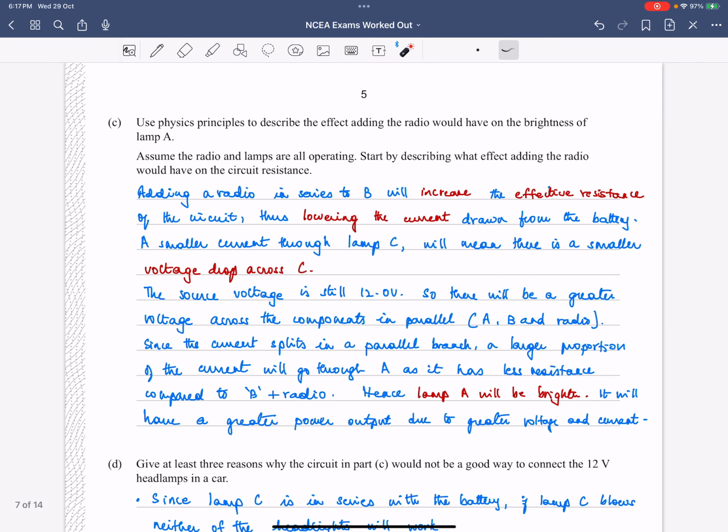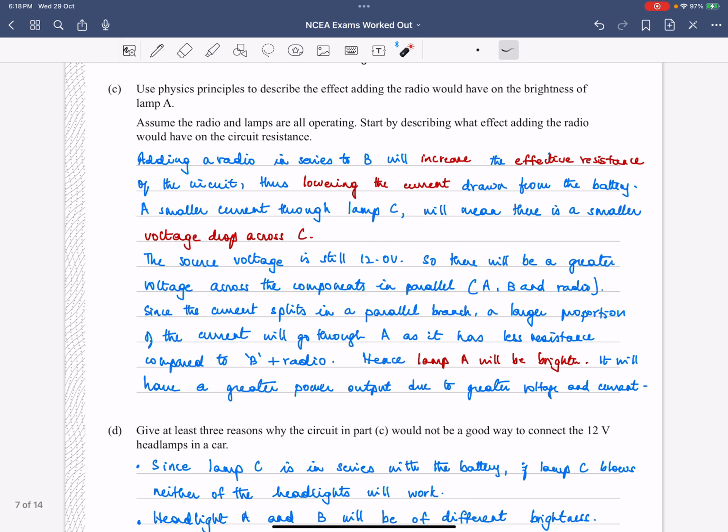So here's my answer. I'll read through. Adding a radio in series to B will increase the effective resistance of the circuit, thus lowering the current drawn from the battery. A smaller current through lamp C will mean that there is a smaller voltage drop across C. Now these are the nice physics terms, it's good to use.